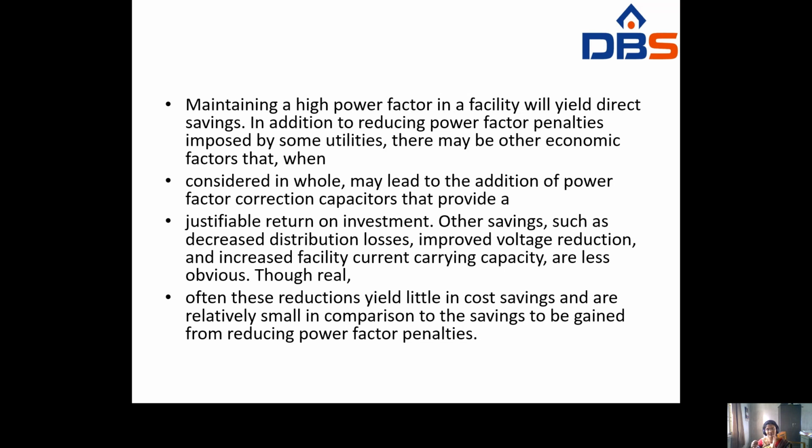Whenever we maintain a high power factor in a facility, it will yield direct savings. In addition to reducing the power factor penalties imposed by some utilities, whenever we use electrical energy in particular cases, there may be a power factor penalty. To reduce that penalty, there may be other economic factors being considered as a whole, which may lead to additional power factor correction capacitors that provide a justifiable return on investment.